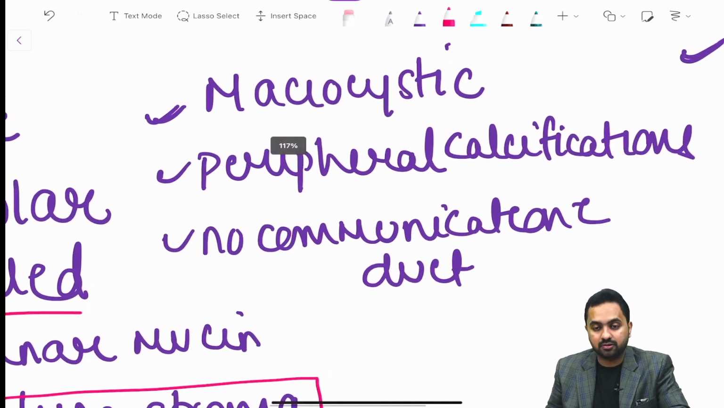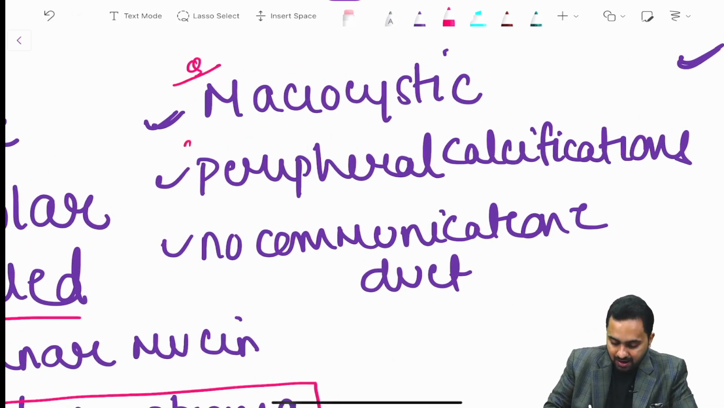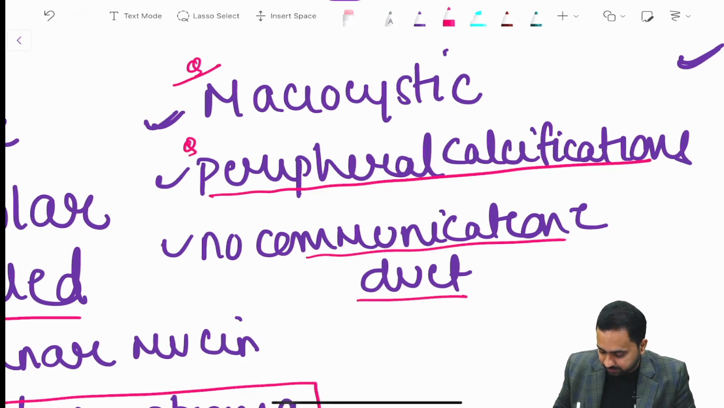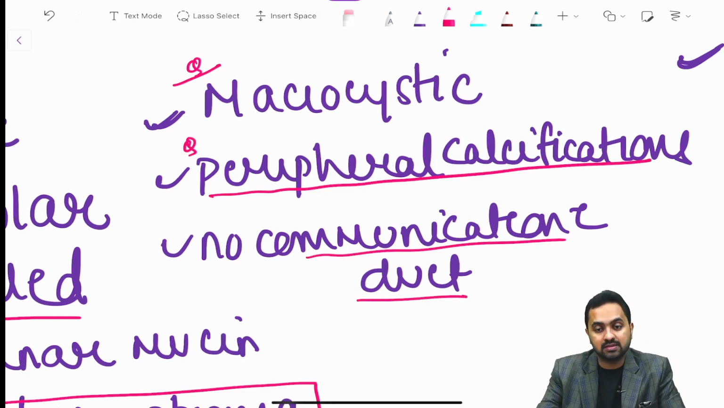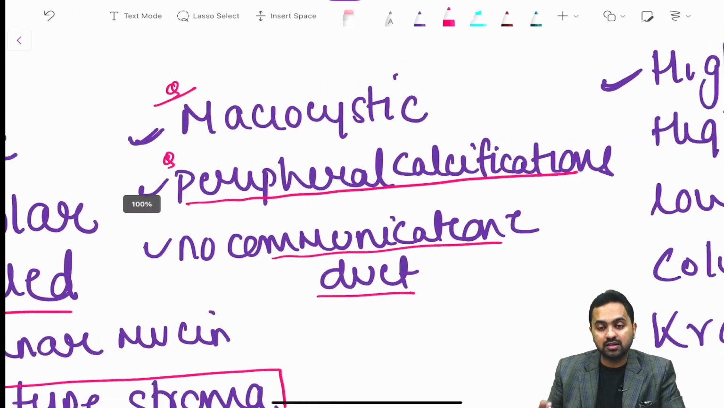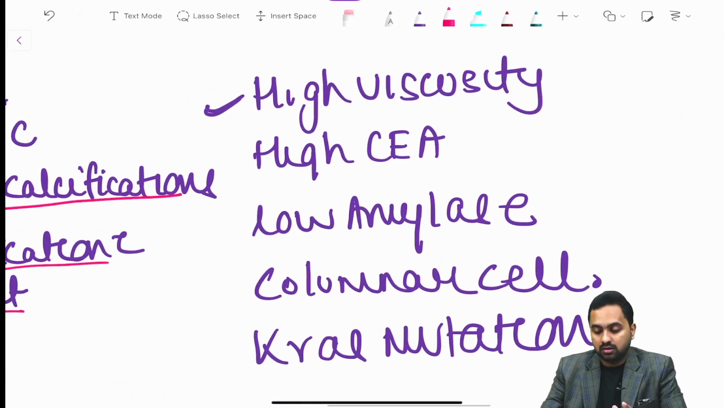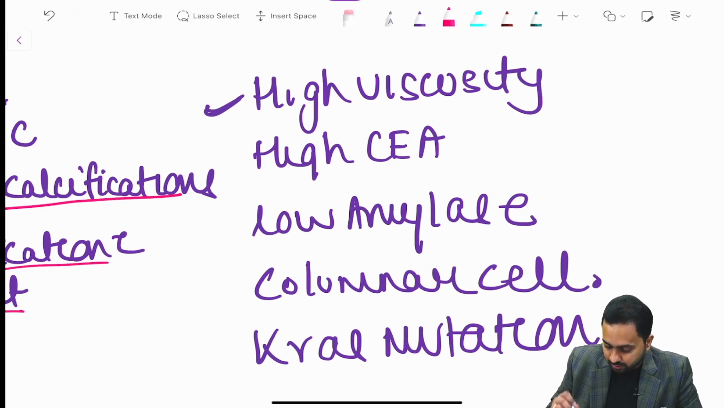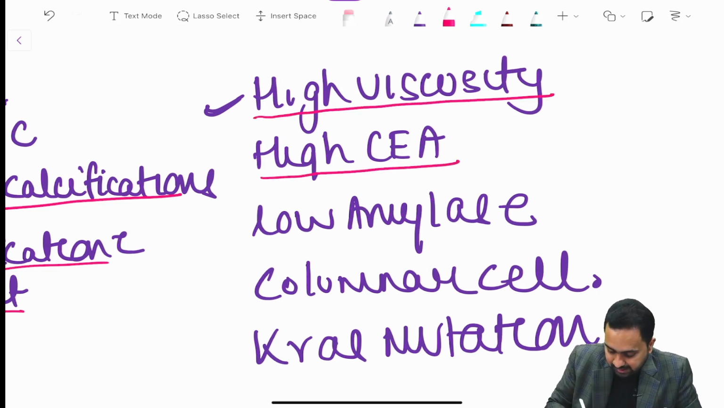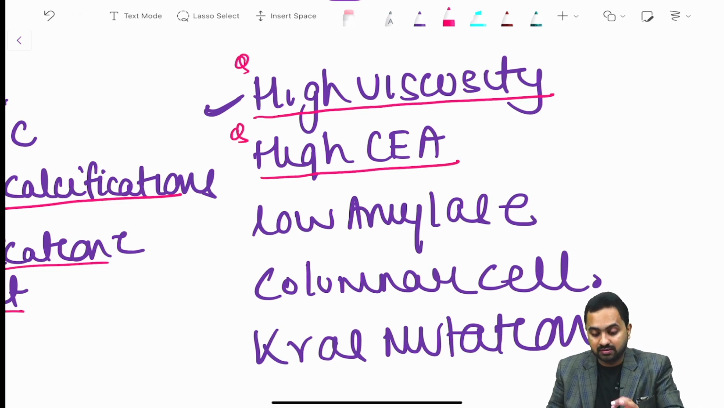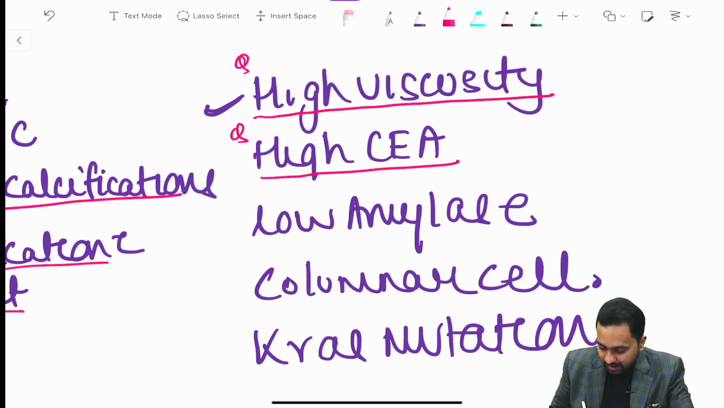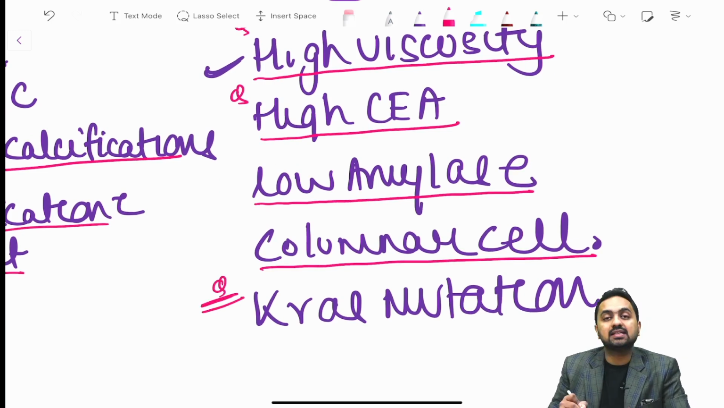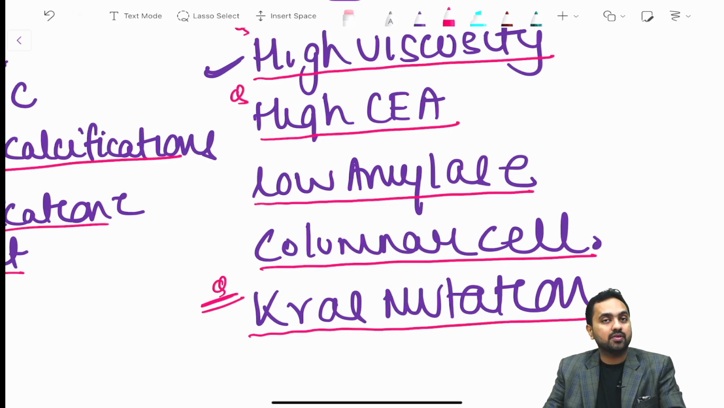And your imaging features would be the cysts are macrocystic, have peripheral calcifications, and there is no communication with the duct. Now, in contrast to the serous cystic neoplasm, which was microcystic and had a honeycomb pattern. Now, the main differences between your cystic fluid of your serous cyst and your mucinous cystic neoplasm include it has high viscosity, high CEA, in contrast to your serous cystic neoplasm, which had a low viscosity and a low CEA, and it also has low amylase level. They have columnar cells, and an important point is that cystic fluid over here shows your KRAS mutation.